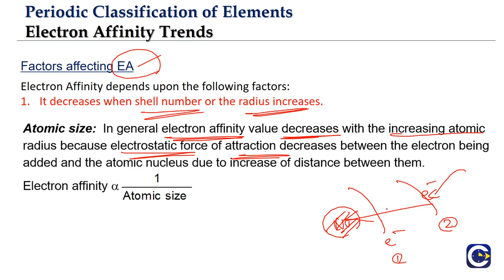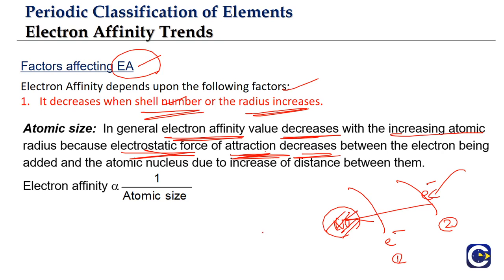So what we see is that when the shell number or the radius is increasing, the electrostatic force of attraction on the outermost shell will decrease, which means the incoming electron will not be attracted that much by the nucleus, as a result of which what is going to happen? The energy released will be less, because more energy is released when the nucleus is able to attract the incoming electron strongly.